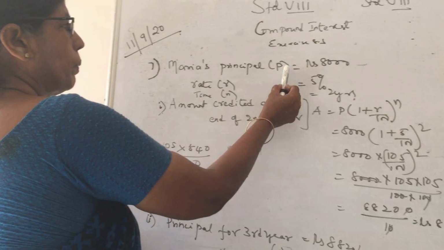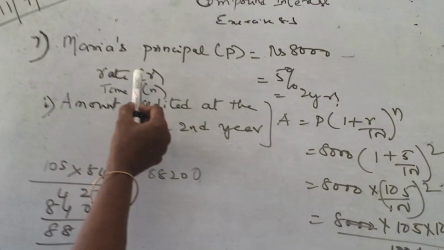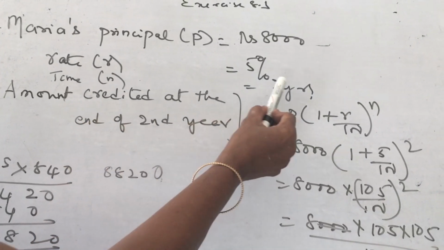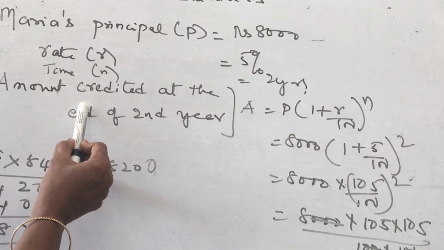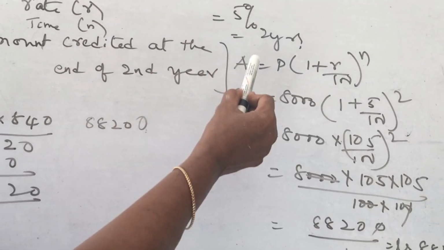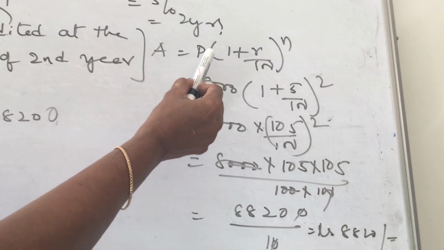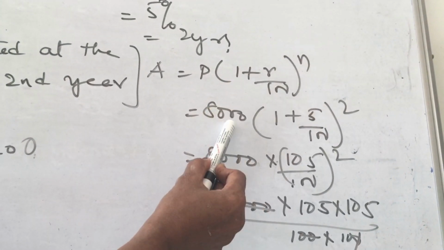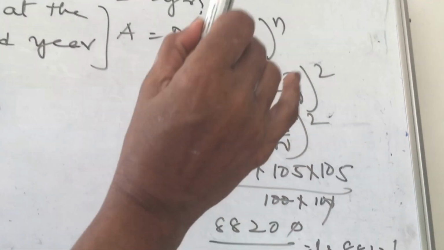Now coming to today's class, the seventh sum. Maria's principal is rupees 8,000. The rate R is 5%. Time N is 2 years. The amount credited at the end of second year. A is equal to P into 1 plus R by 100 whole power N. 5 by 100. I am not cancelling.